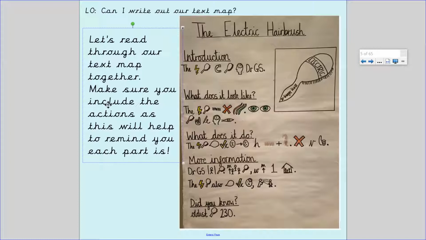Okay, now the electric hairbrush. Introduction. The electric hairbrush was in fact a magnetic brush invented by Dr. George Scott. What does it look like? The electric hairbrush was made of bristles and hot electrical wires. It looked like an ordinary hairbrush, but was engraved with the inventor's name on the handle.